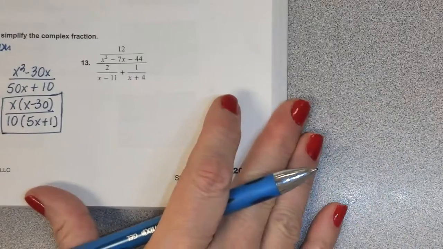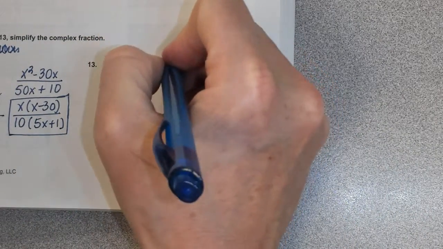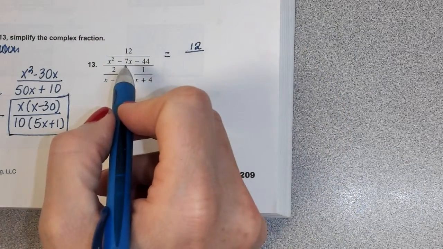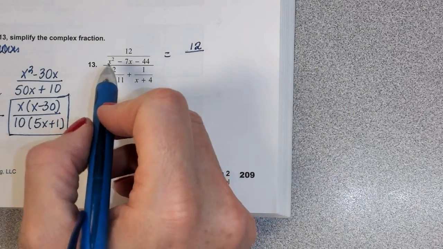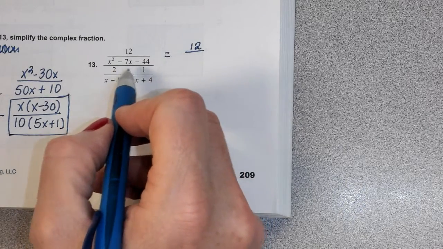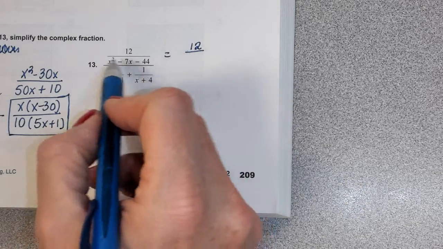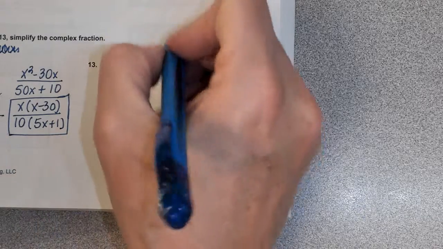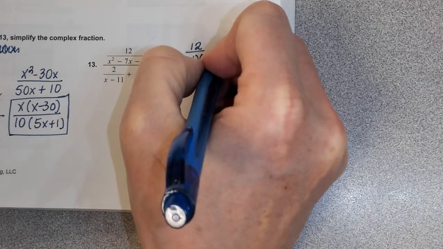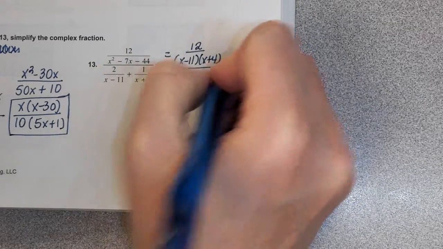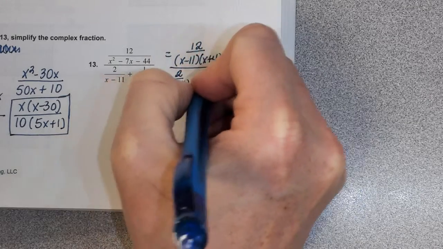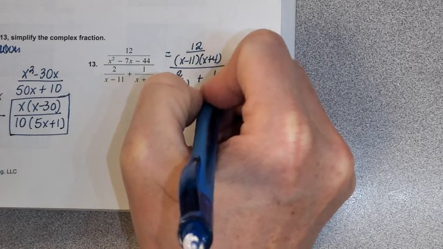All right, for number 13, we're going to rewrite this. Every denominator needs to be factored before you start. How does this denominator factor? Jake, how's that factor right there? x minus 11 times x plus 4. Good. And then I'm going to write these down. We just have 2 over x minus 11 plus 1 over x plus 4.